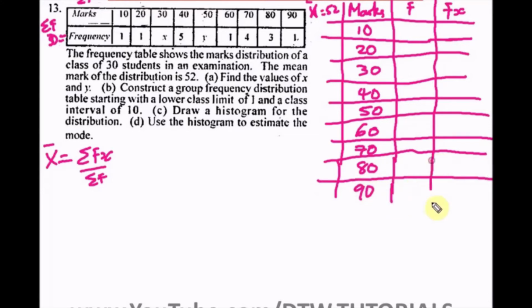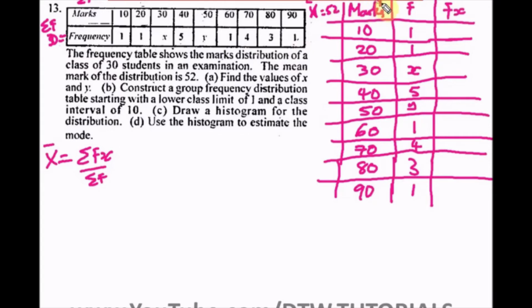90. Okay, so the frequency of 10 here from our table is 1. Frequency of 20 is 1. The frequency of 30 is x. The frequency of 40 is 5. For 50 we have y. For 60 we have 1. For 70 we have 4. For 80 we have 3. And for 90 we have 1.